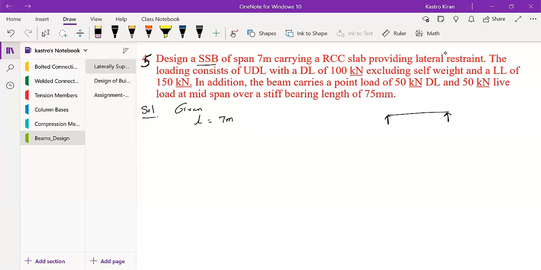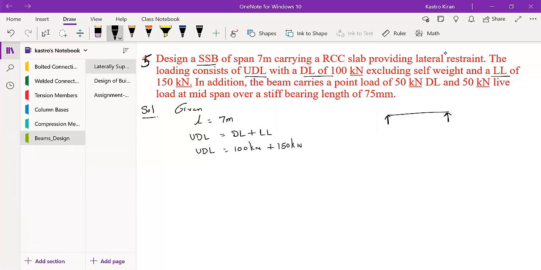And here they have given the loading pattern in a very unique way. If you observe the question, the loading consists of a UDL, and this UDL is a combination of dead load as well as live load. So what is the dead load that is given? It is 100 kilonewtons and the live load is 150 kilonewtons. So the total UDL intensity is 100 kilonewtons plus 150 kilonewtons.